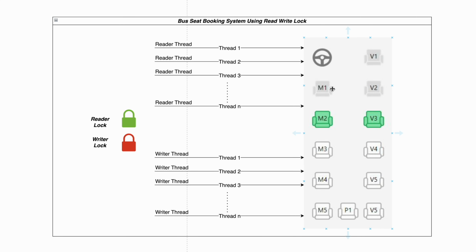Imagine that there is a booking system using which you could book seats in a bus. There are two main functionalities when it comes to the seat selection. First is you should be able to view the available seats, and the other one is where you can book a particular seat. So in the image that we have threads from 1 to n which want to view the available seats and threads from 1 to n which want to book a seat.